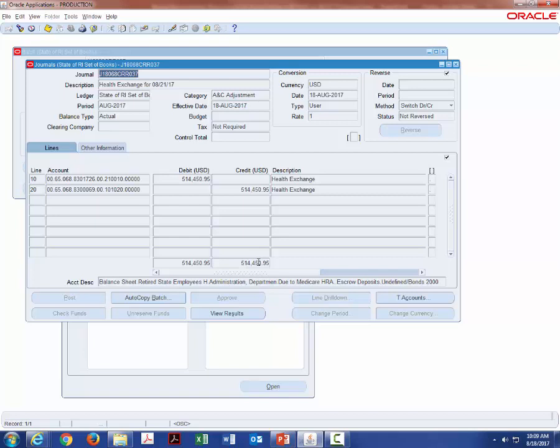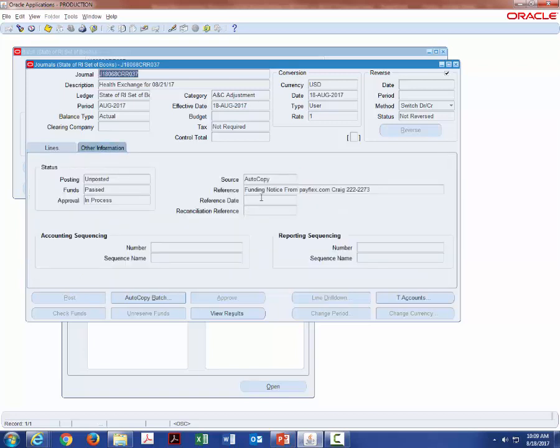A journal entry approver should also not approve a journal entry unless he or she knows who the journal initiator was and how to contact him or her should any questions arise. The best way for a journal entry initiator to ensure that the approver knows his or her identity is to click on the Other Information tab near the middle of the journal entry screen and enter his or her name and office phone number in the reference field on the next screen.